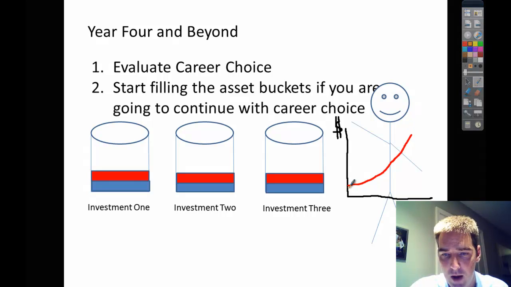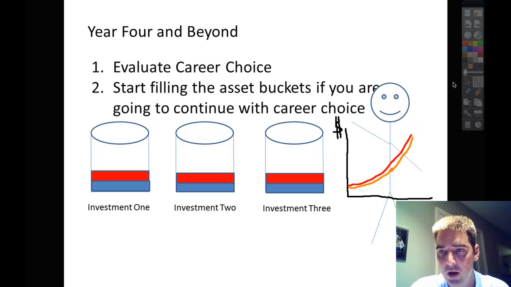As that income goes up, this orange line that I'm going to draw represents expenses. What they do is, as the income goes up, they increase their monthly expenses. They get a bigger house. They take on more liabilities. The difference between these two lines represents the amount that you have available for investment. And as you can see here, it's very, very little.